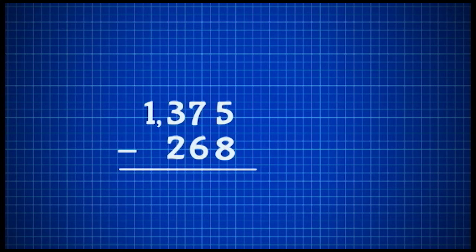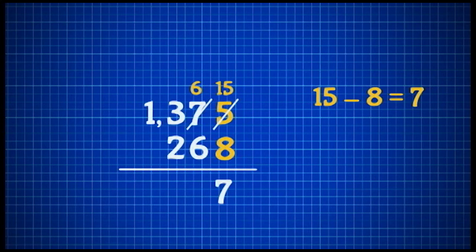Let's look at one final question involving thousands. 1375 we minus 268. We look at the ones place first as usual. 5 cannot minus 8. We will borrow 1 10 from the tens place, which may make it 15. 15 minus 8 is equal to 7. Now we move on to the tens place, where the 7 has left with 6. 6 minus 6 is equal to 0.